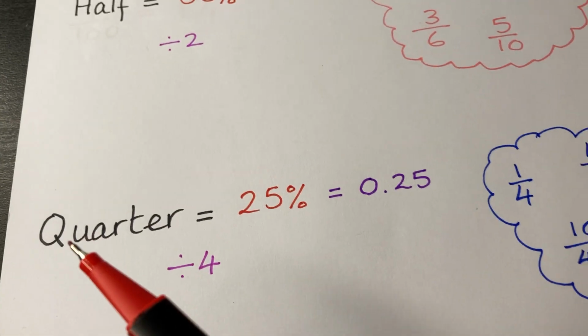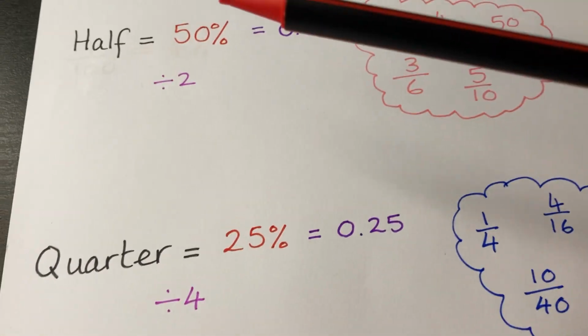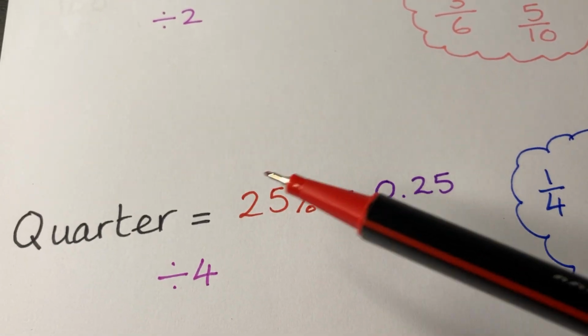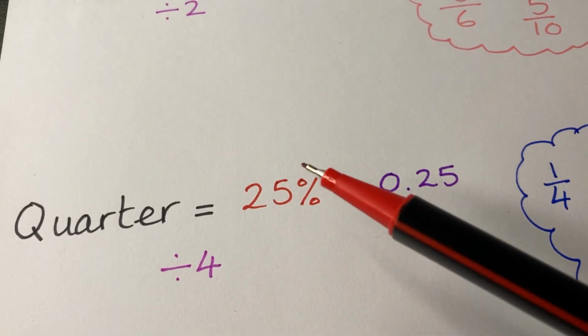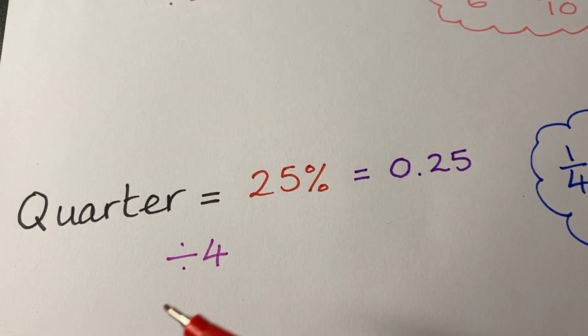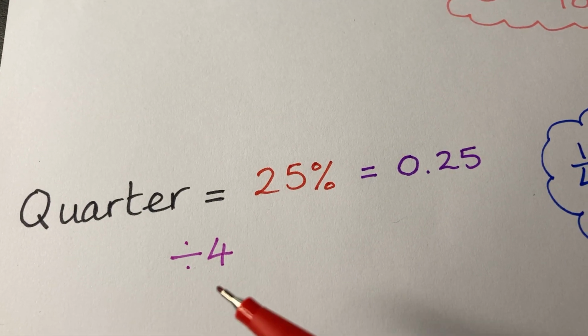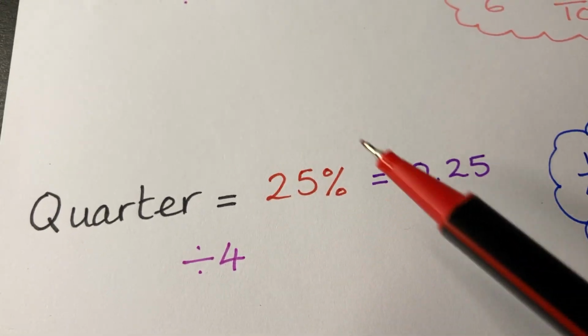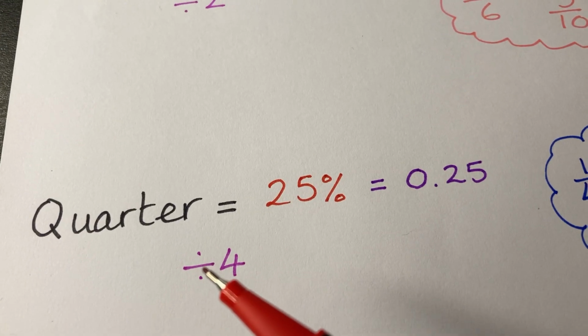A quarter, as I said, is half of a half. So if you halve 50, you get 25%. And the way you can work out 25% of a number is by dividing by 4. So if you have the number 100 and you want to work out 25%, you would just need to divide 100 by 4.